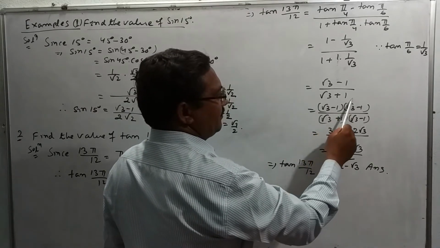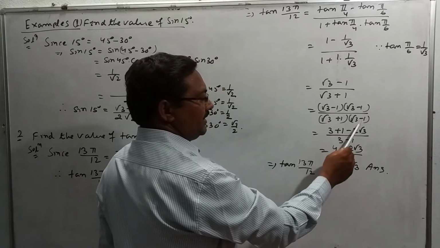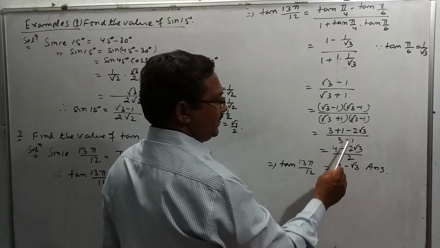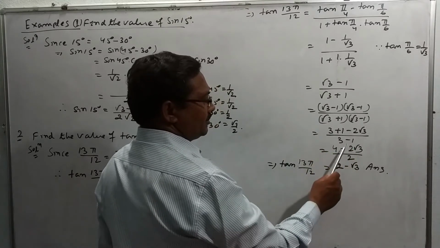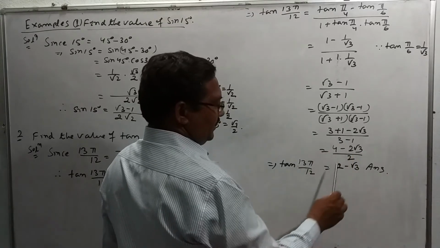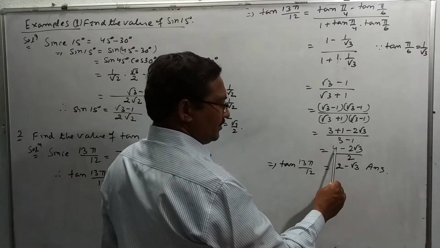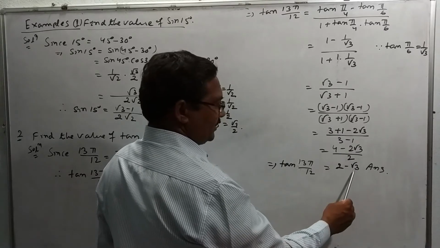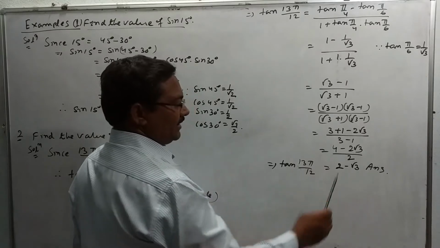As the irrational number should not be in the denominator, we multiply (root 3 minus 1) to both numerator and denominator. The numerator is in the form (a minus b) whole square, a square plus b square minus 2ab, and the denominator is (a plus b)(a minus b), a square minus b square. So 3 minus 1 is 2, 3 plus 1 is 4, 2 root 3. Taking the 2 common, the remaining is 2 minus root 3, and the 2 cancels. So 2 minus root 3 is my answer. So tan 13 pi by 12 equals 2 minus root 3.